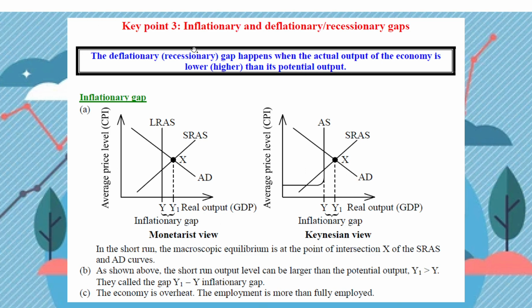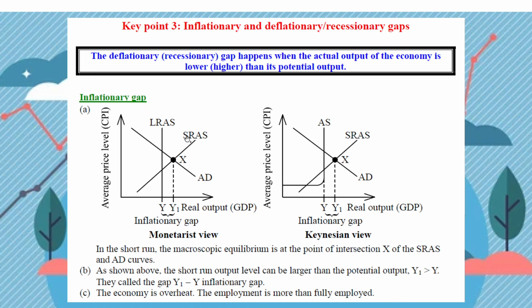And of course, in the short run, it can be different. Look at here. We call it inflationary and deflationary gaps. It's a key concept. The deflationary gap happens when the actual output is lower, and lower will pull the CPI down, right? Lower than the potential output. Look at here, higher and lower. Sorry, the lower one is later. So first we talk about the inflationary gap.